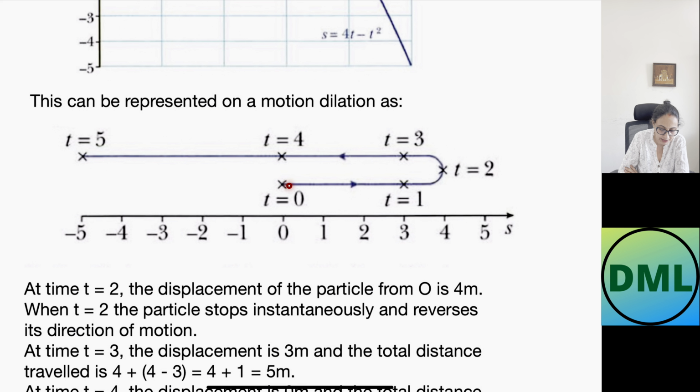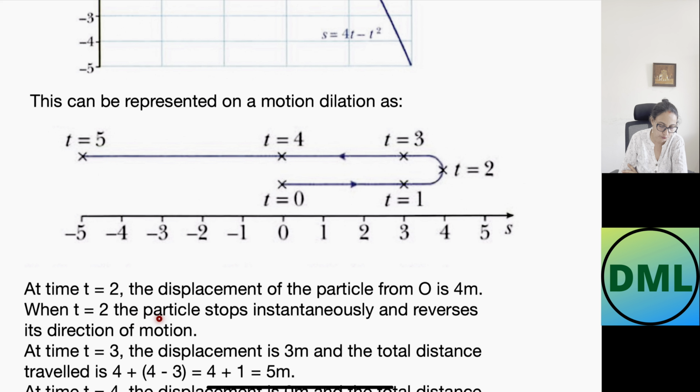So you moved from 0 and you went till t is equal to 2 where the distance is 4 meters. Again you are coming back because your distance is reducing, and it will go to minus 5. At time t is equal to 2, what is happening at this position? At t is equal to 2, the displacement of the particle from O is 4 meters. What is the displacement? As I told you, displacement has the direction also. You are starting from 0 and your displacement is 4 meters here.